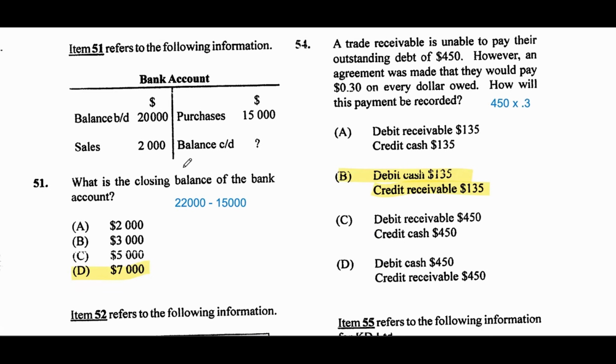So, guys, you all know the balance of accounts. 22,000 is the large side, small side 15,000. Balance and figure should be D, $7,000.